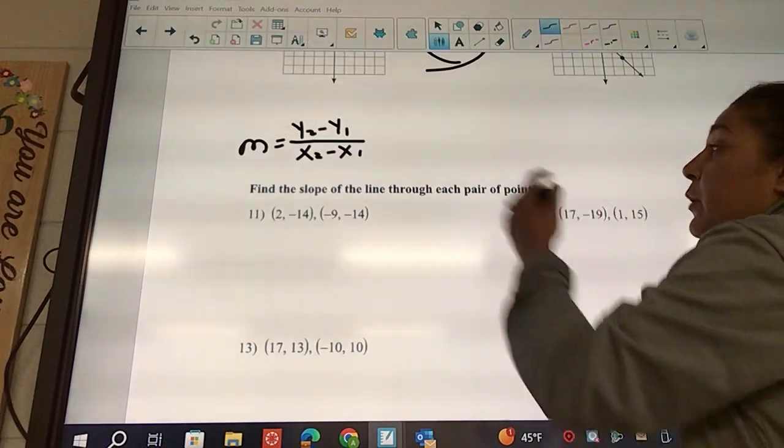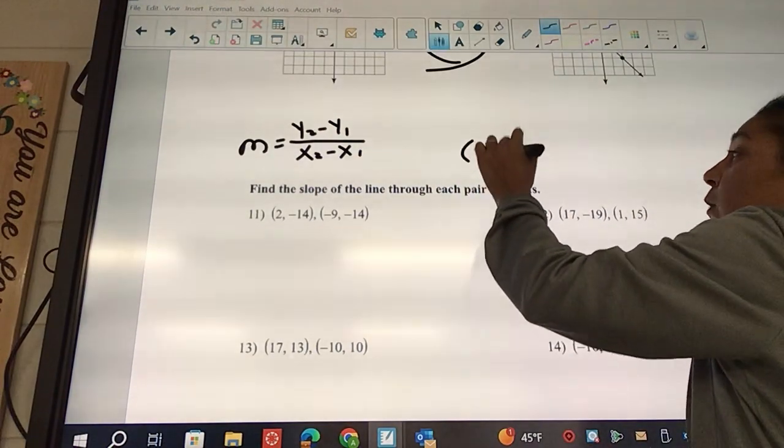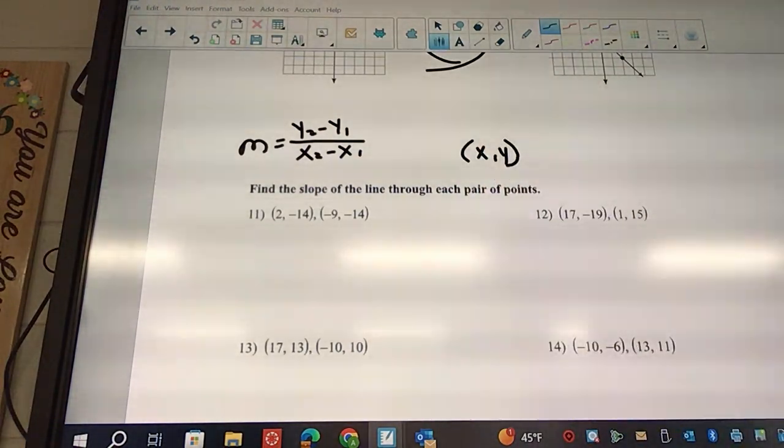Okay, and then when we label coordinates, they always go x comma y, just so you know, and you have it.